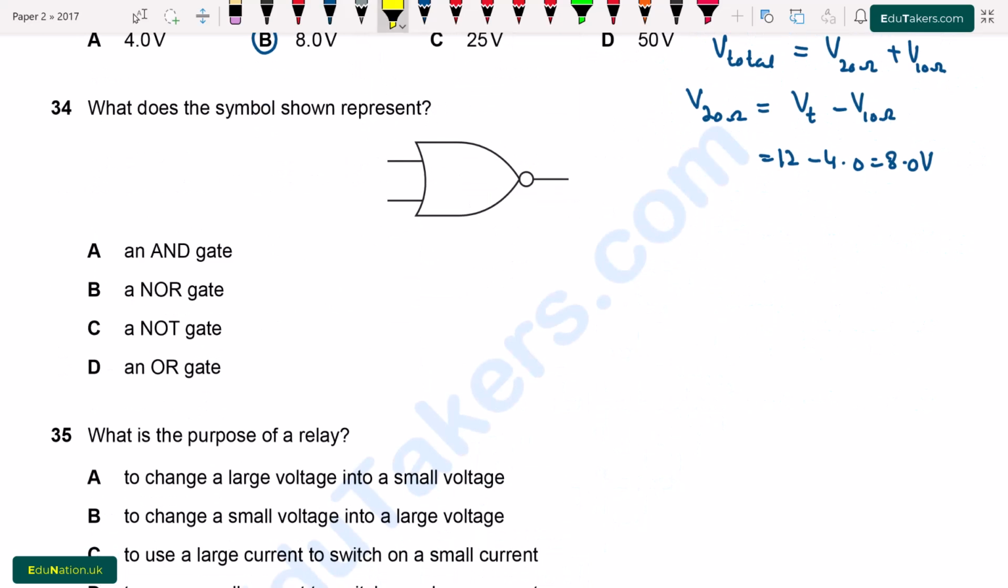Question number 34. What does the symbol shown represent? Option A, AND gate, B, NOR gate, C, NOT gate, D, OR gate. So first of all, this bubble actually represents the NOT gate, while the whole symbol is basically for the OR gate. So when we apply NOT gate over the OR gate, there will be NOR gate. From here, option B is correct.